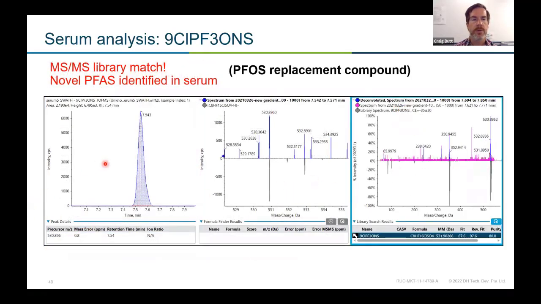And lo and behold, when we have that MS-MS in our database, we do have a good library match. And so we are pretty confident now that in this blood sample, be it at lower concentrations, this 9Cl compound, this PFOS replacement compound, is there. So definitely something that folks should start looking for, if they're not already, in their human samples.